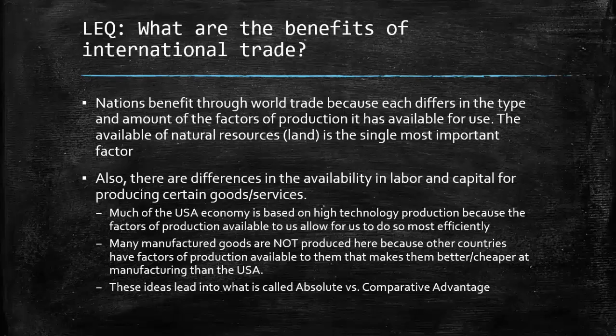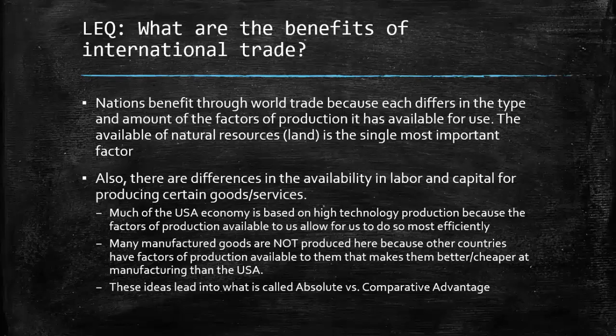Saudi Arabia, a lot of Middle Eastern countries, they produce the majority of the world's oil, which in economics we count as land. So there are also differences in the availability of labor and capital for producing certain goods and services. Now, much of the USA economy is based on high technology production because the factors of production available to us allow for us to do so most efficiently. We have a highly educated workforce that is capable of being engineers. Bolivia in South America, their labor market is not as educated as us. Bolivia does not have a job market for engineers.